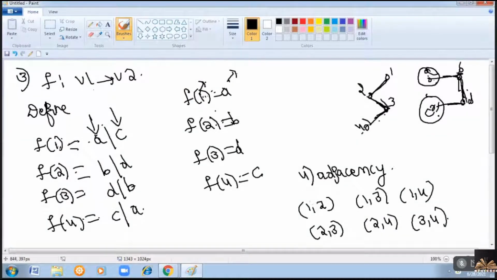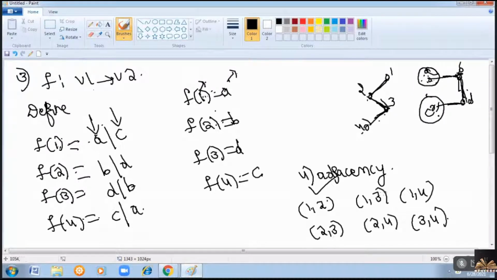Now, let me consider 1 and 2. In the first graph, 1 and 2 are adjacent. What are the images of 1 and 2? A comma B. As 1 and 2 are adjacent, A and B should also be adjacent. So here A and B are also adjacent. So for this, the adjacency is preserved.